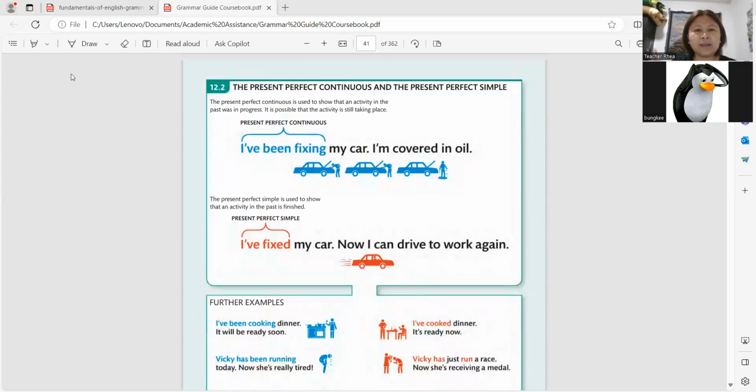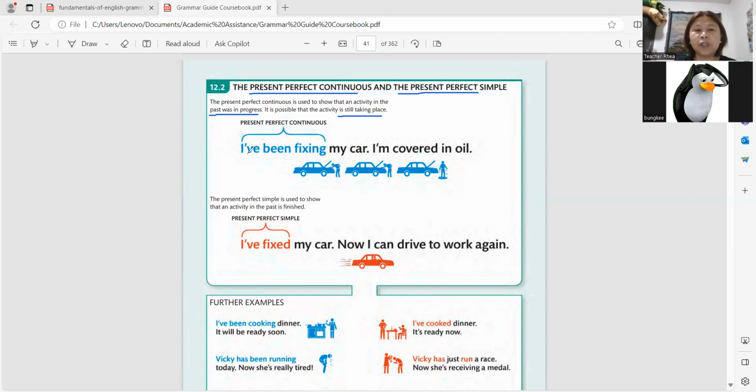So present perfect continuous versus the present perfect. What is the difference between these two? The present perfect continuous is used to show that an activity in the past was in progress. Okay, still in progress. And it is possible that the activity is still taking place. You're still doing it. The possibility is you're still doing the activity, the event at the present moment. That is why it is continuous, progressing.